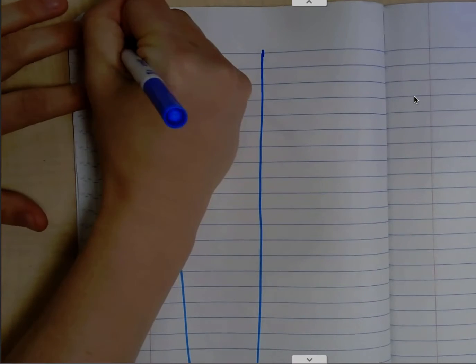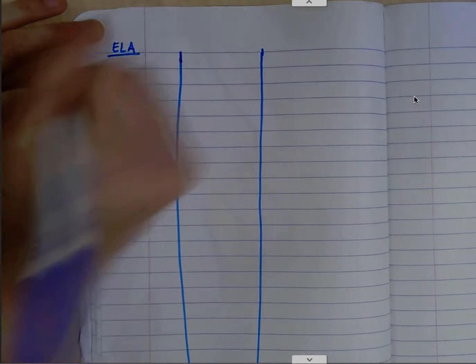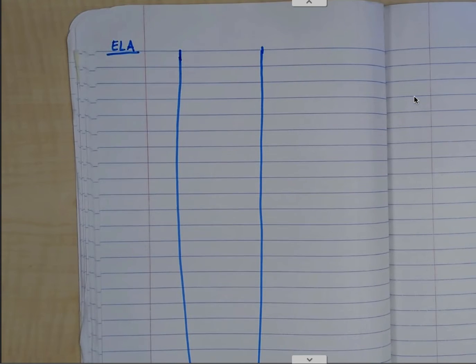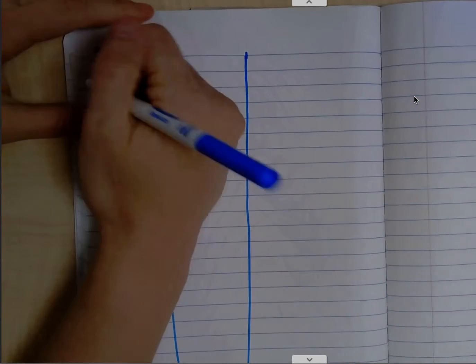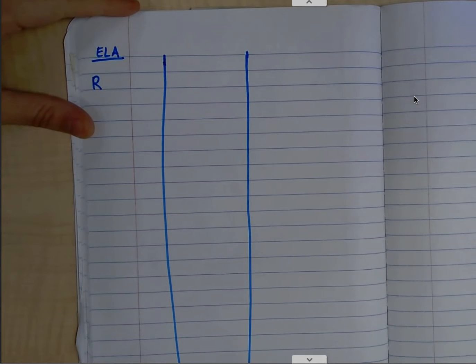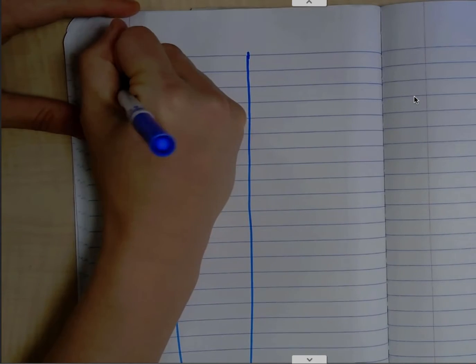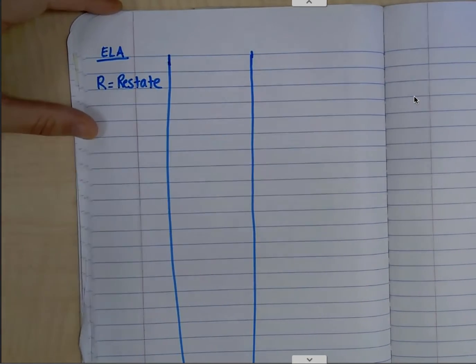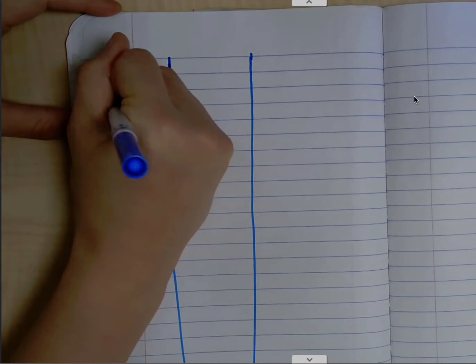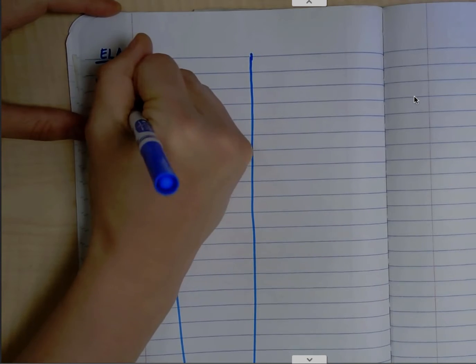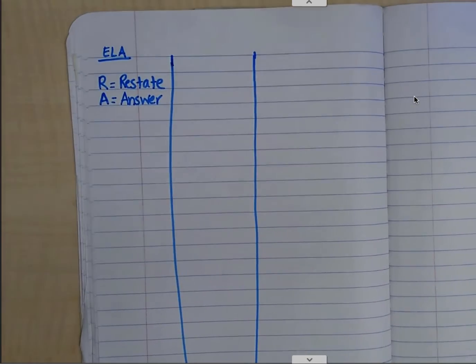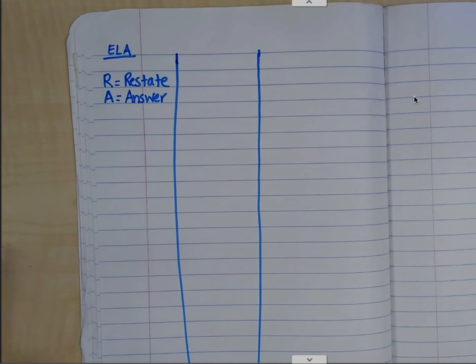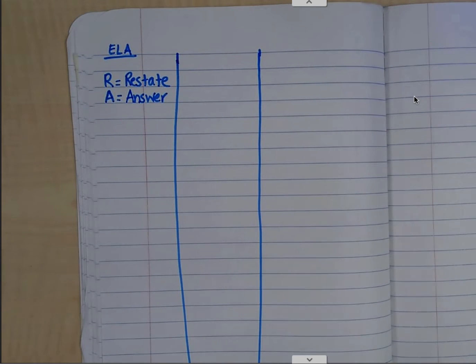So I'm going to write ELA. So in ELA, when she's talking about writing different things, you've got what we call the race. And so we know that the R should stand for restate, and you should be writing this down. And we know the A stands for answer. So when you're trying to write something in ELA, we know that she wants you to have the first parts of race.